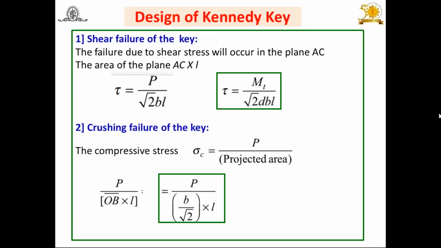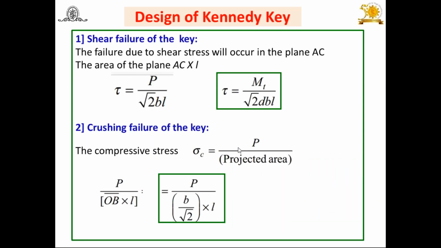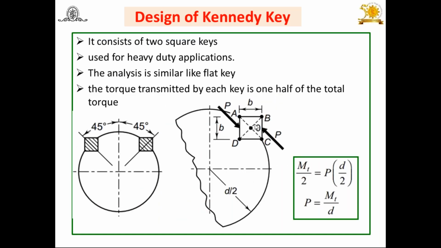Here I have written the crushing stress or compressive stress sigma c is equal to P upon the projected area. What is the area? OB bar into L, like a flat key. This OB along the length. What is the length of the key? OB into the length, or you can consider this also OD, no problem. OB into length. And again here, if you are going by using the geometry to find out OB, you have already calculated AC here. The AC you can consider, OC is half of the AC.